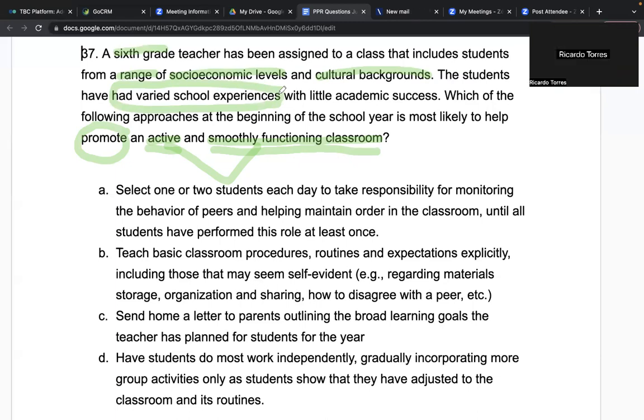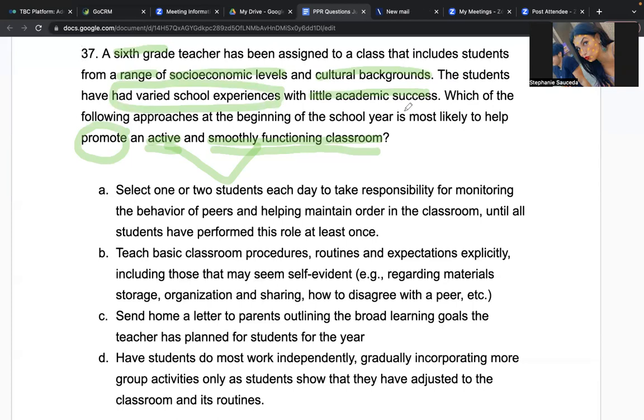Varied school experiences. They were students in two or more schools. Exactly. Different schools, maybe some homeschooling, maybe some more, different school experiences with limited or little academic success. So they struggle, right? It's a high need class is what I'm seeing.